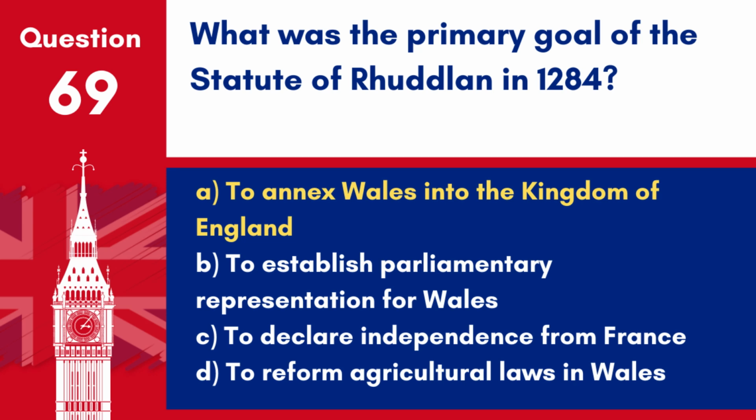Answer A. To annex Wales into the Kingdom of England. The Statute of Rhuddlan in 1284 provided the constitutional basis for the government of what would become known as the Principality of Wales, effectively annexing Wales into the Kingdom of England.